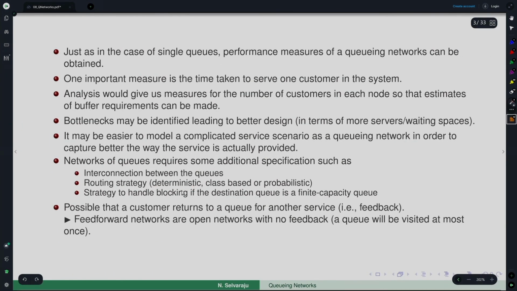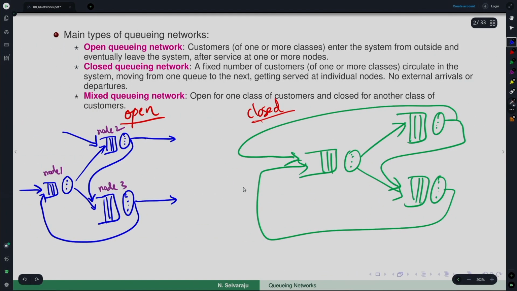It could be deterministic, one way, or it could be class based. You could have a scenario, say, even in this particular case, where we depicted the arrival happening here, but the arrival could consist of two classes. The first class, after completing service here, will move to node 2, and the second class, after completing service here, will move to node 3. And after completing node 3, if the second class comes back to node 1, then basically this becomes a mixed kind of network. When you have two classes acting in two different ways, it depends on the specification.